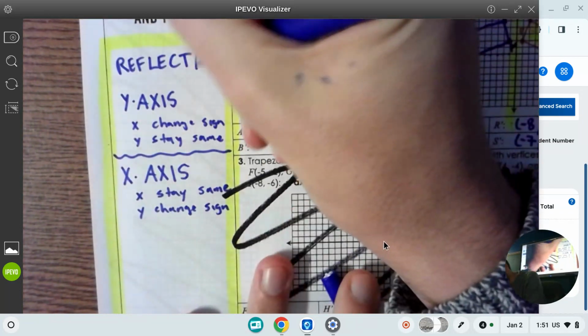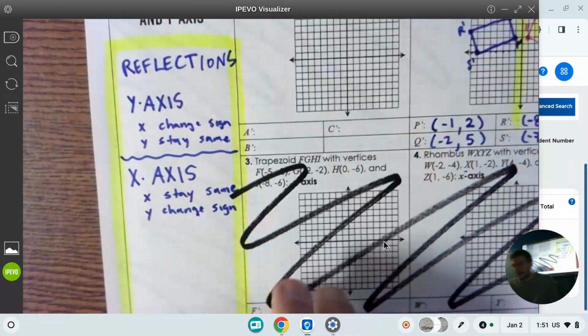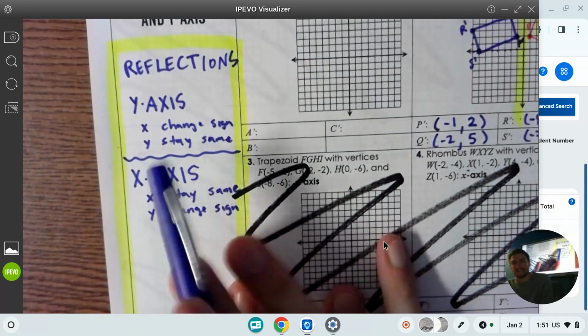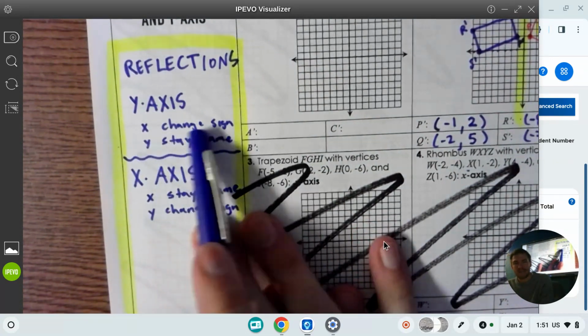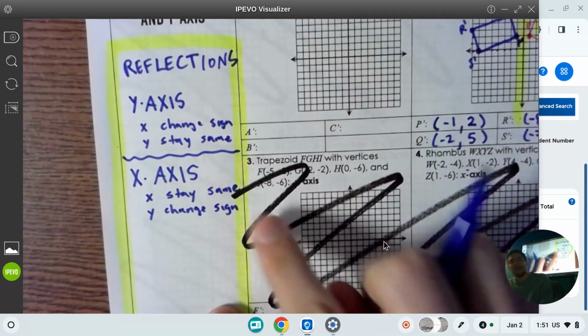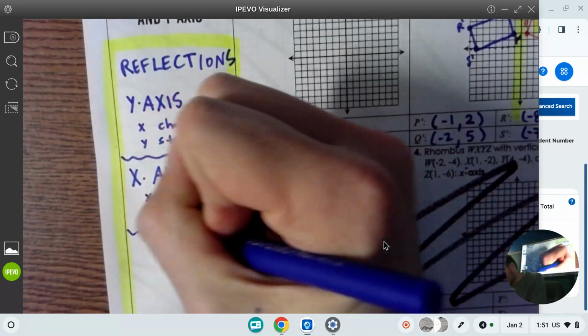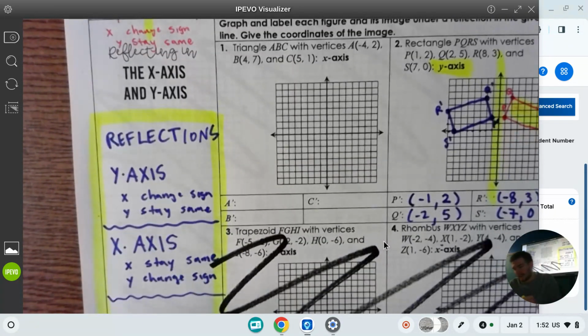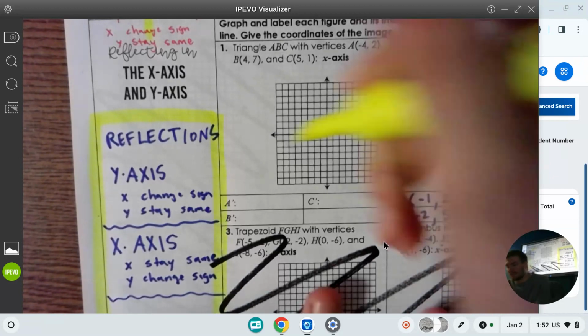Reflect. I might even finish this up. Let's write reflections. And we might have to reflect over the y-axis where the x changes sign and the y stays the same. We talked about the x-axis where the x's stay the same and the y's change sign. Now I'm going to do number 1 here, and I'm going to do it really quickly. So if you want to keep up, just keep up.